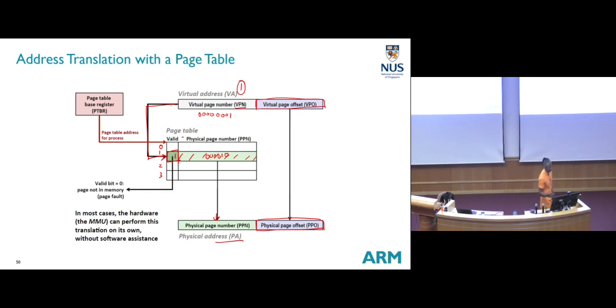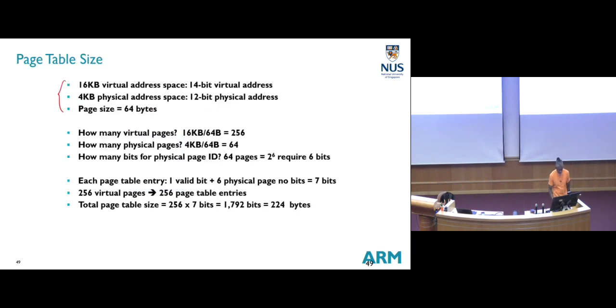Of course there is this other option, correct? What if the valid bit is 0? That means the data that I want is not yet copied over. We will look at that in a while. So this gives you a nice summary of how the whole thing works.